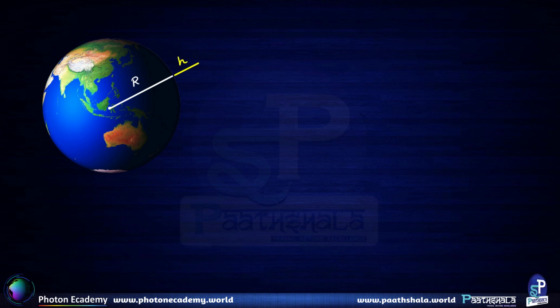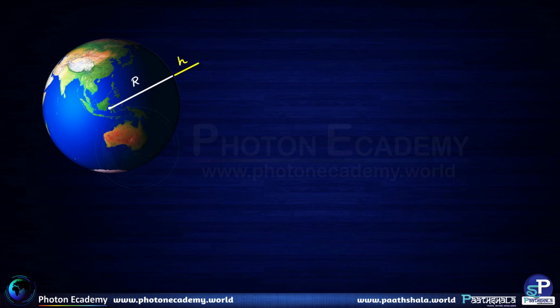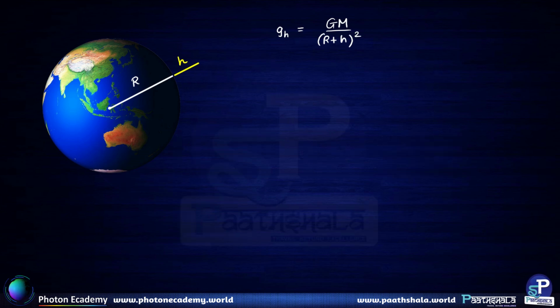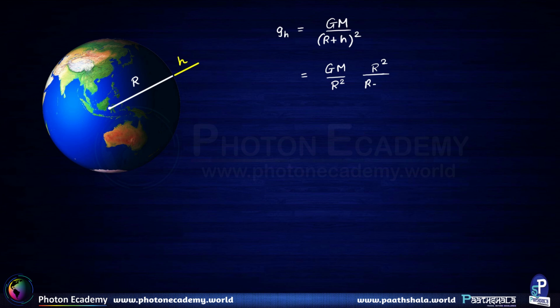Let us say this is the height h via which we moved above the surface of the Earth. Then we know that acceleration due to gravity at height h, g at height h, is going to be given by GM upon (R plus h) the whole square. Now we can rewrite this particular expression. So this is the exact expression. We can rewrite it to be GM upon R square into R square upon (R plus h) the whole square.